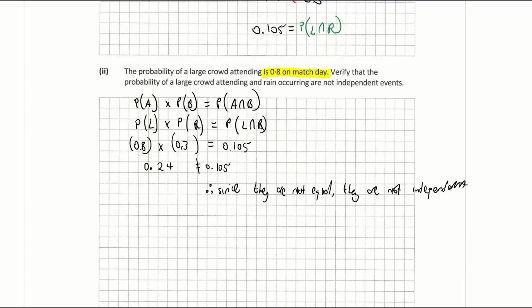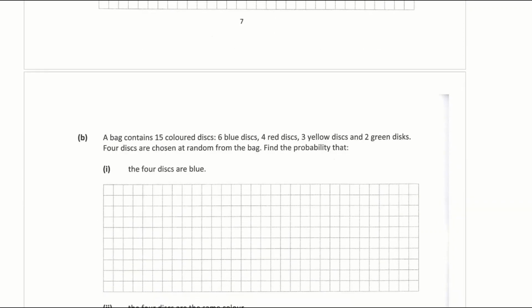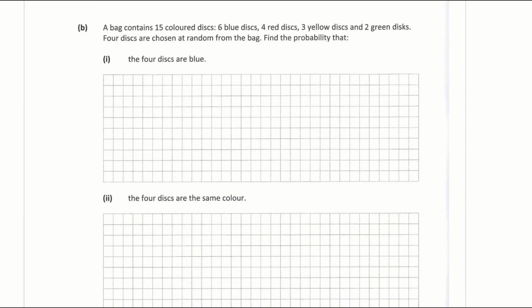So scrolling on down now to the next part, part B, part 1, we're getting into probability selecting from a bag here. So we have a bag containing 15 discs: 6 blue, 4 red, 3 yellow, 2 green. 4 discs are chosen at random from the bag. Find the probability that the 4 discs are blue. Now here, we're going to have to assume the discs are not being put back into the bag. It doesn't say that they are being replaced, so I'm going to assume that they're not being replaced.